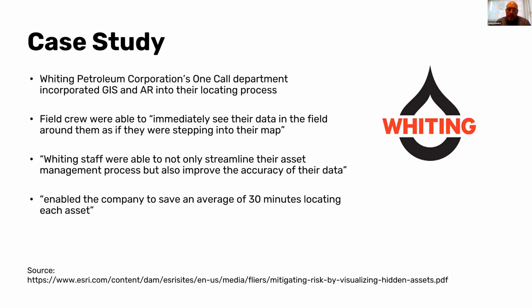A case study from Whiting Petroleum. One call department incorporated GIS and AR into their locating processes. Field crews were able to immediately see their data in the field around them as if they were stepping into their map. Whiting staff were able to not only streamline their asset management process, but improve the accuracy of their data. It enabled the company to save an average of 30 minutes of locating each asset. That's a pretty impressive amount of time.